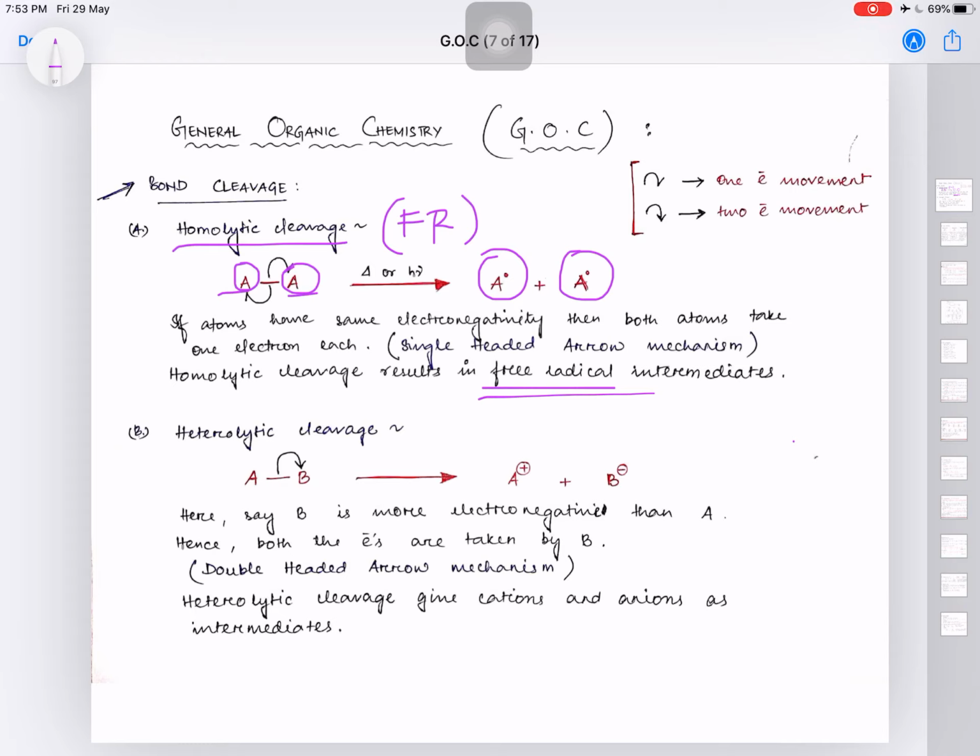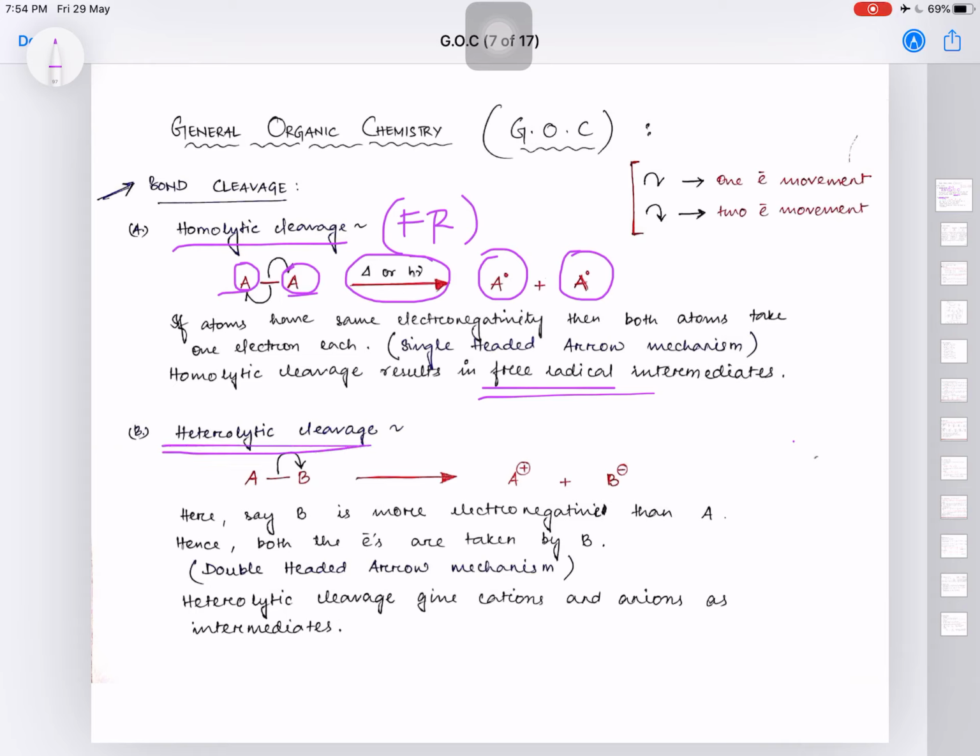For homolysis or homolytic cleavage, we do not require any reagent. Only heat or sunlight is enough. Wherever you see that heat or sunlight is given in a reaction, that means the reaction is a homolytic cleavage reaction. Now let us come to the second one.